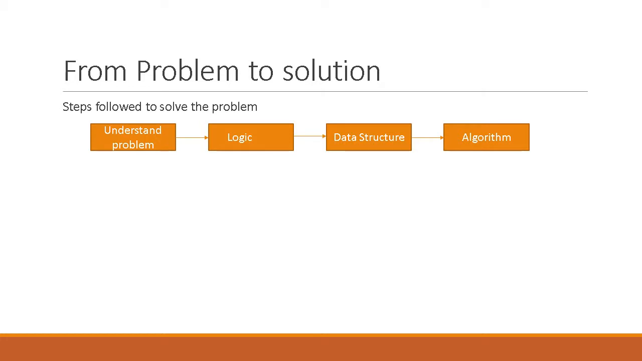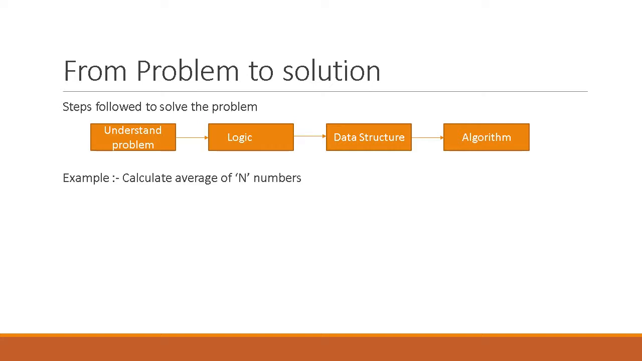So obviously we require some storage for that, and that storage we do in a data structure. That data structure, we expect, should efficiently store that data and efficiently retrieve that data. Then we will apply different steps on that, which is nothing but an algorithm. So in day-to-day life also we follow these steps to solve any problem.